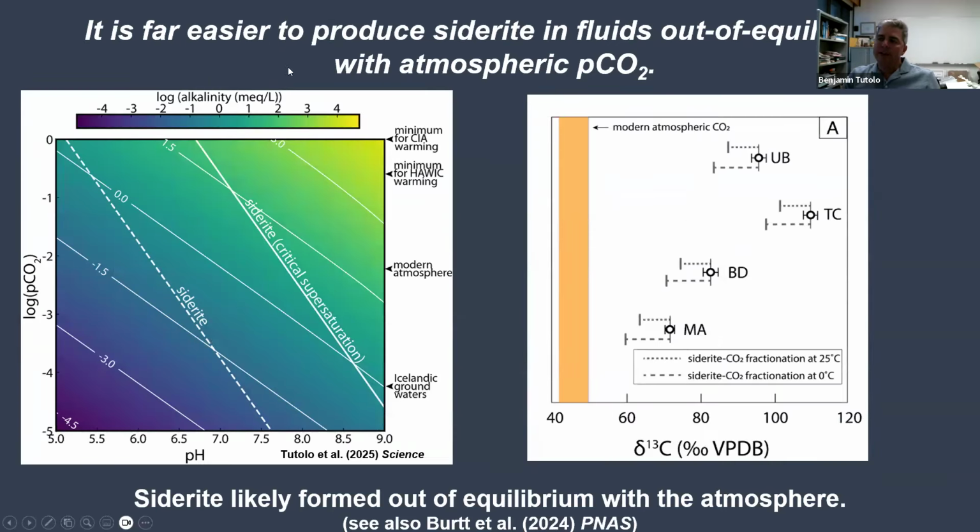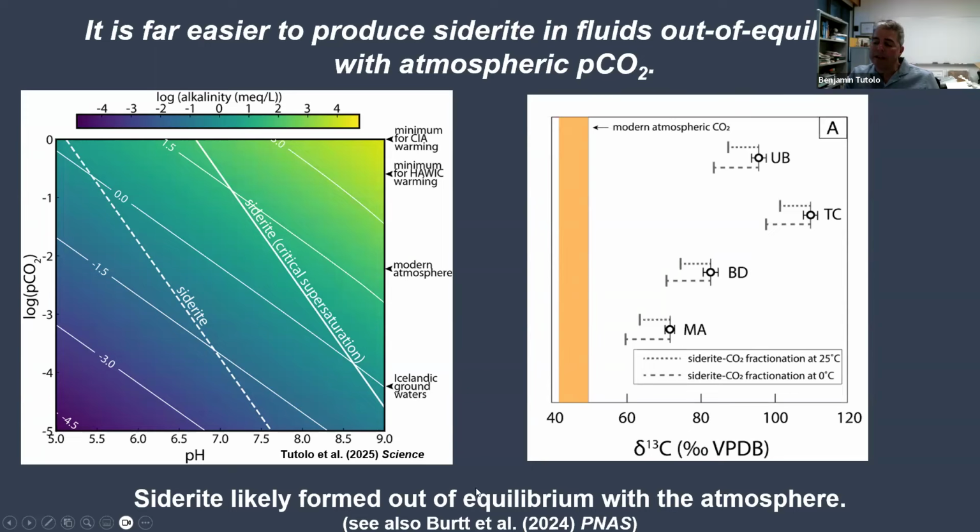Importantly, it's far easier to produce siderite in fluids out of equilibrium with respect to atmospheric PCO2. So we have, again, this evidence here from Icelandic groundwaters and the fact that you would need incredible amounts of alkalinity, unachievable amounts of alkalinity, in order to actually make carbonates in these two scenarios with very high, half a bar or a bar, PCO2. But coupling with that, we can use results from the SAM instrument.